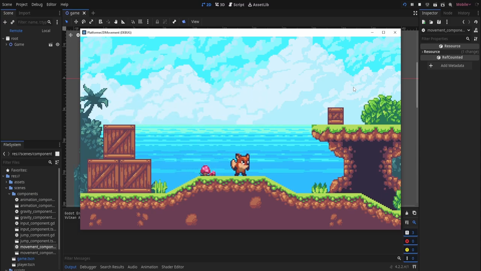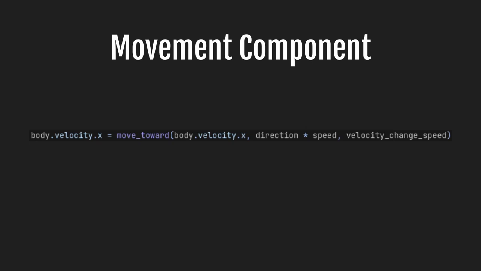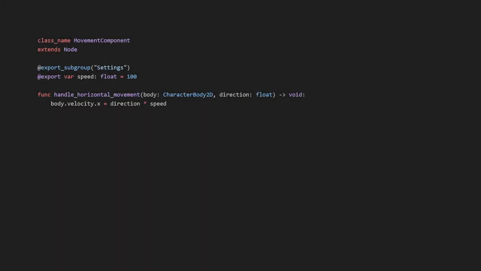We could create a separate component for this, but in this case, it's not necessary. Since we're going to use move toward for our x velocity, we can just change the acceleration or deceleration speed to the current speed, which means we have the same functionality as we have now. Here's the code we currently have for our movement component.